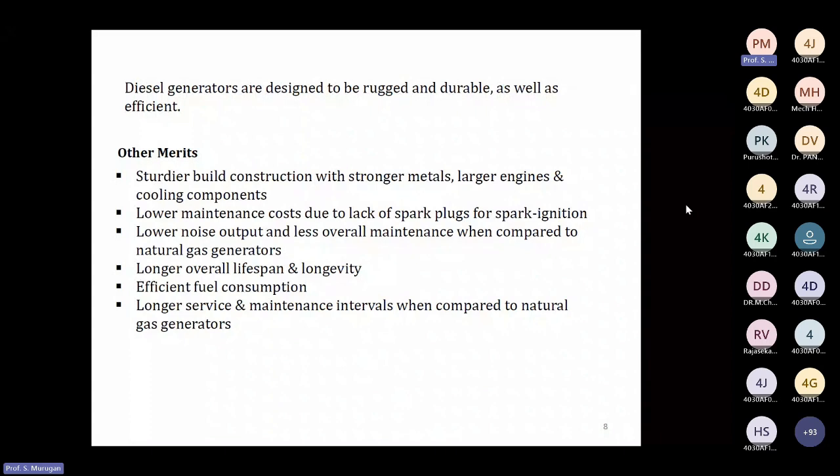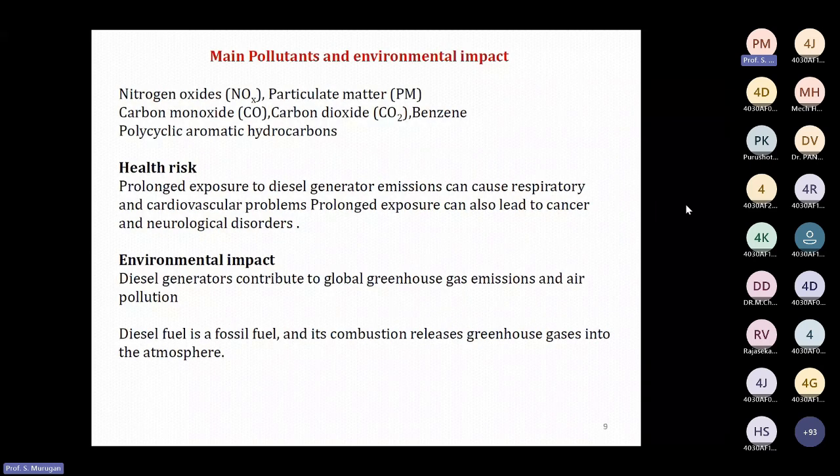But the main problem with diesel generator, which is a type of compression ignition engine, is that different pollutants arise from it, like oxides of nitrogen, particulate matter, carbon dioxide, carbon monoxide, benzene, polycyclic aromatic hydrocarbon. These all originate from compression ignition engines. And because of these pollutants, we have two things. One is that it affects our health, and second one is it impacts our environment as well.